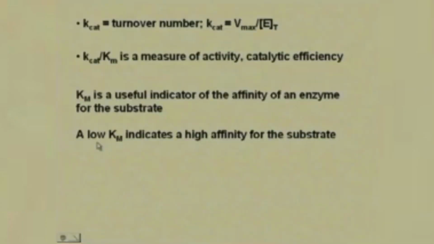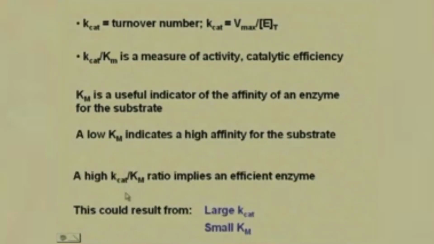Now suppose we have a low Km value, we have a high affinity for the substrate. So what we want, for an efficient enzyme, is a high Kcat by Km ratio. And what could this be a combination of? This could come from either a small Km value, making this ratio large, or we could have a large Kcat value, again making this ratio large. And what is this ratio a measure of? It is a measure of how efficient your enzyme is.